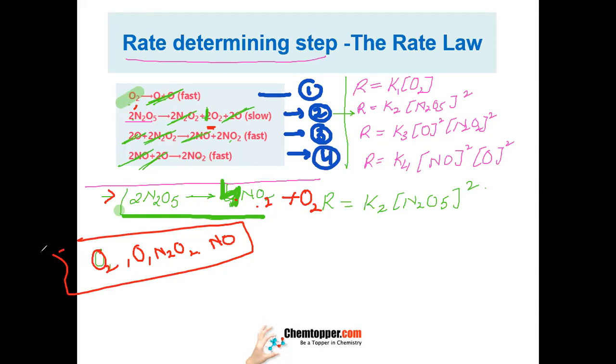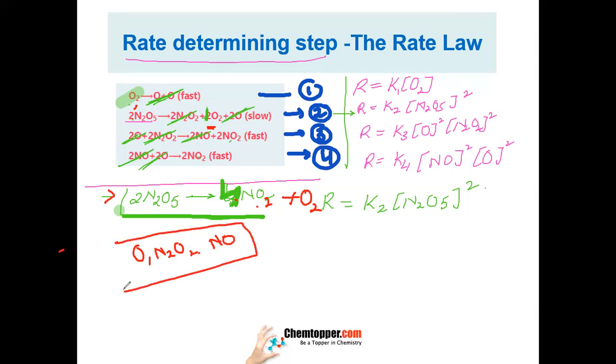So everything is formed first, and then, okay, children, intermediates are this. There are only three intermediates. O2 is not an intermediate. O2 is a catalyst here.